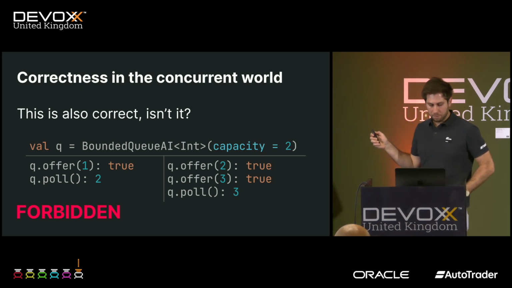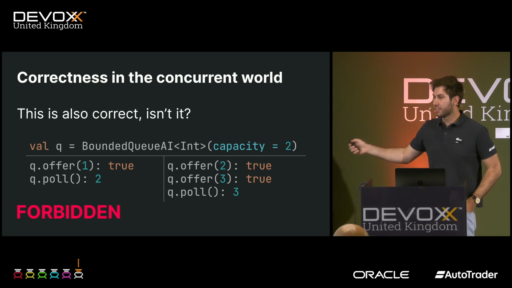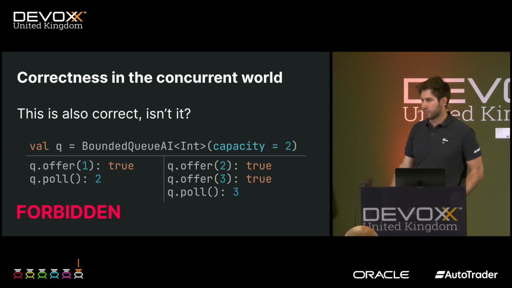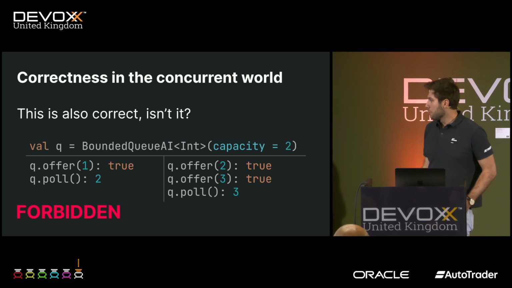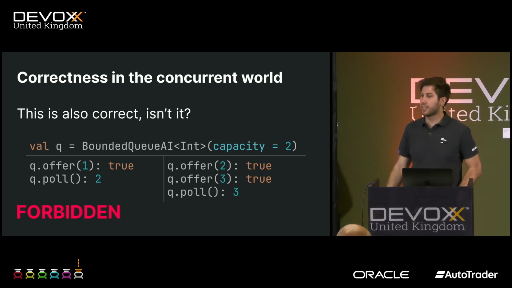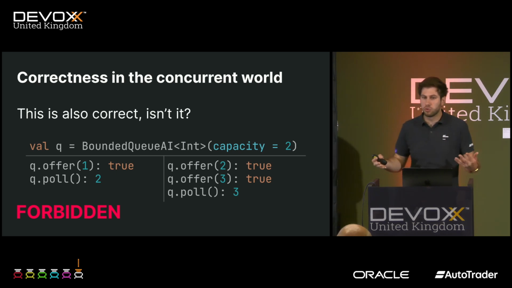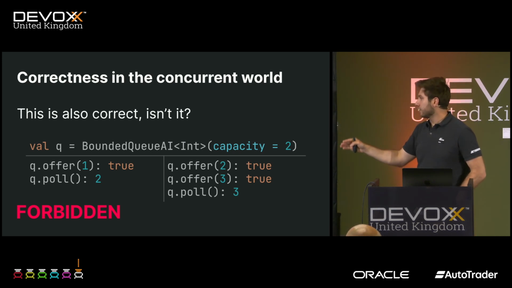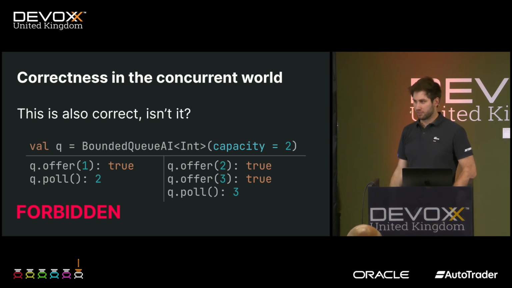Okay, so you see that this poll should return 3, and the queue capacity is only 2. So before this poll, we have 2 offers. We add 2 and we add 3, and then we extract 3. So we extract the second element. To extract the second element, before calling this poll, we should call poll from the first thread. Otherwise, there is no way to extract the second element. But if we call poll before that, then before calling poll, we add one more element.